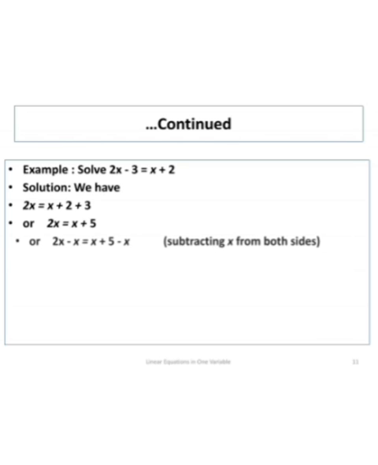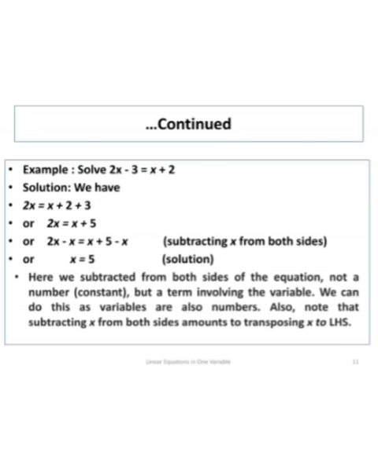For example, solve 2x minus 3 is equal to x plus 2. So we have 2x is equal to x plus 2 plus 3, or 2x is equal to x plus 5, or 2x minus x is equal to x plus 5 minus x. What we are doing, we are subtracting x from both sides. That leads us to the solution x is equal to 5.